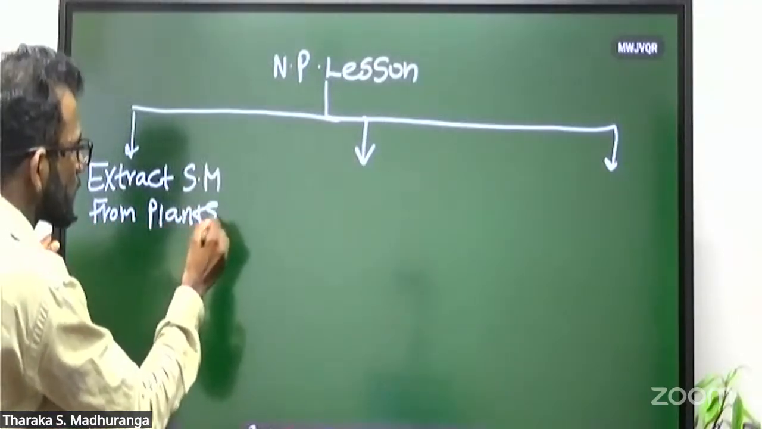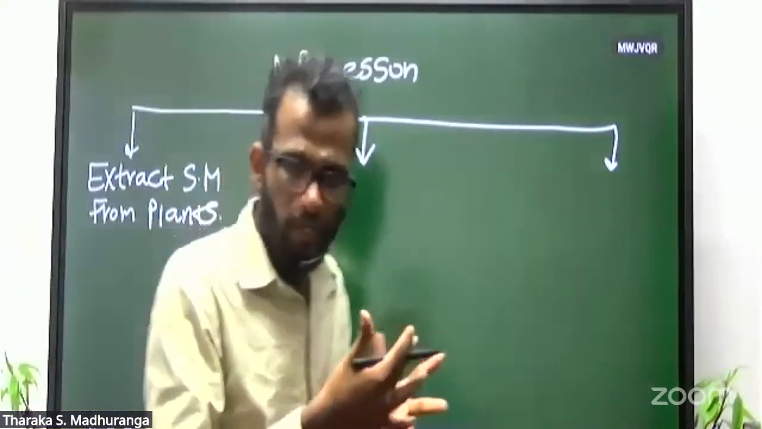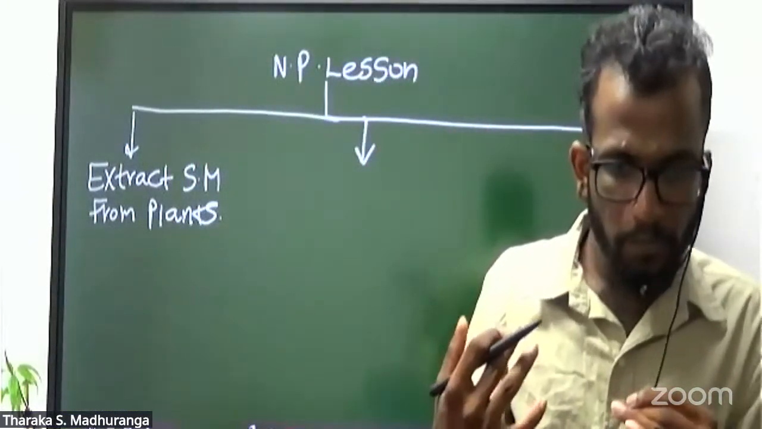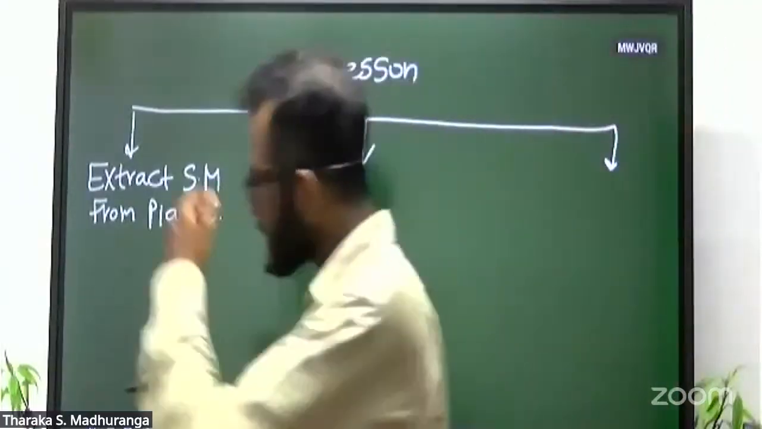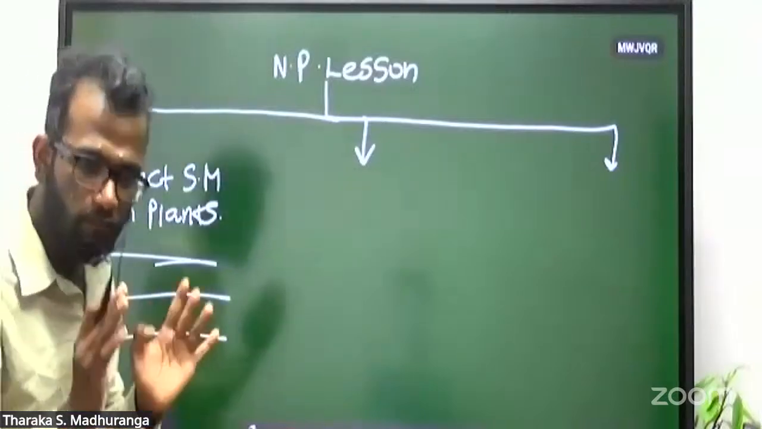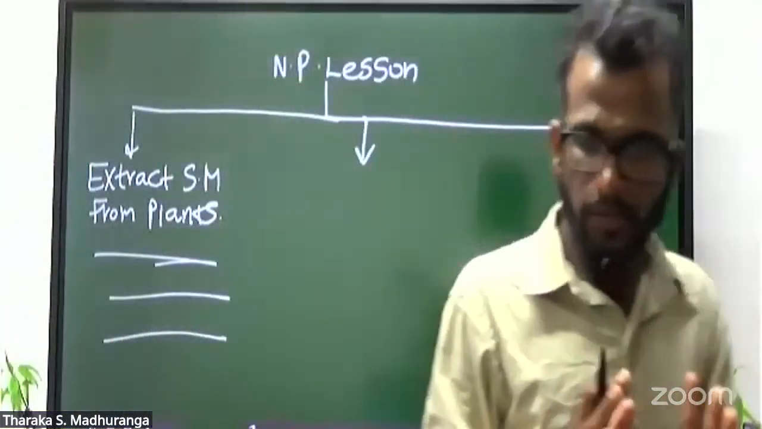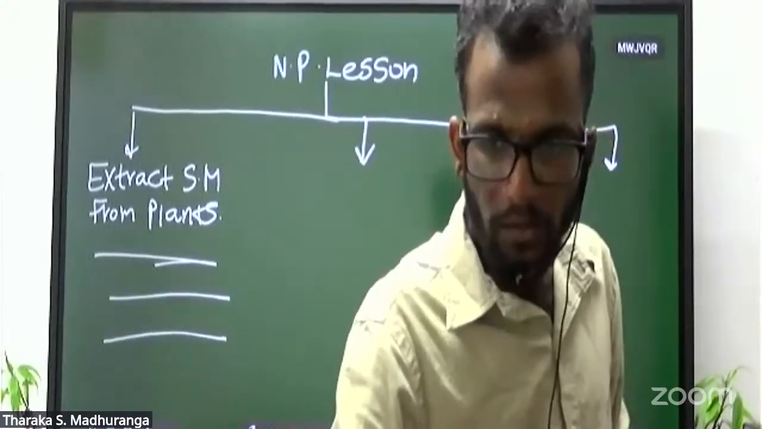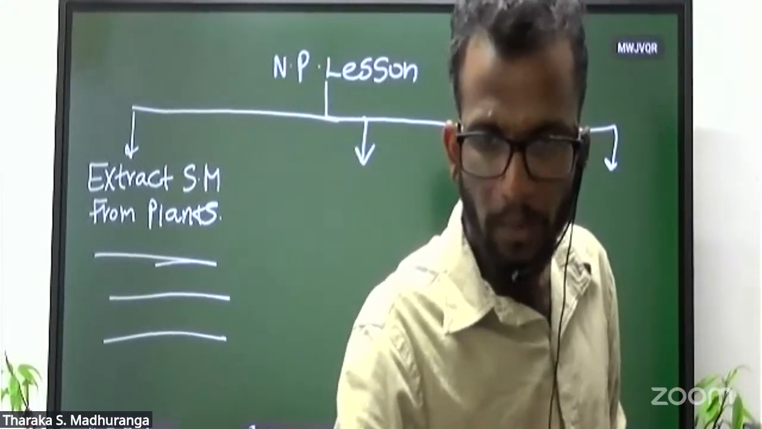Every organism produces secondary metabolites. Our basic requirement is to extract secondary metabolites from plants. Then we use a few methods for extraction, and we discuss them one by one in the lesson.